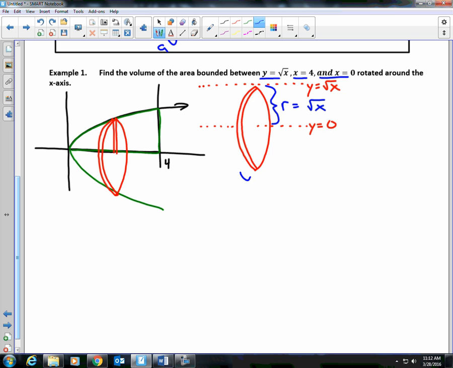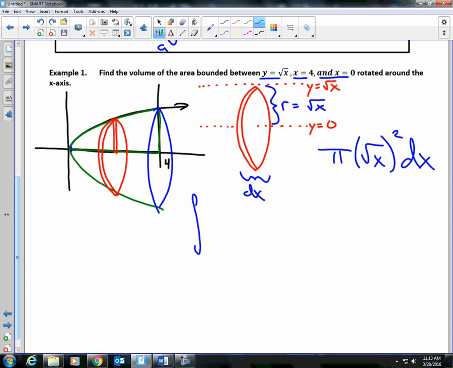Okay, what is my thickness? Is my thickness dx or is it dy? Dx. So I will now write an expression for that volume. Pi times the radius squared times the width dx. That is the volume of one disk. How many disks would you like to find the volume of? I agree. Let's do an infinite number. So I will integrate. We start collecting these disks at 0, and we go all the way out to 4 as we collect these disks. So 0 to 4, pi, and square root of x squared is just x dx.